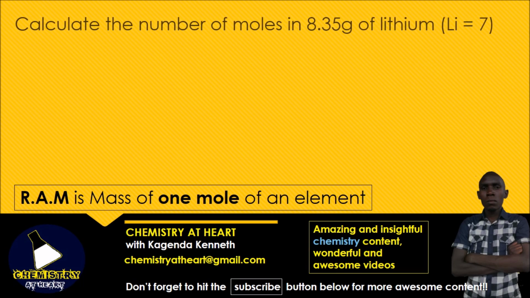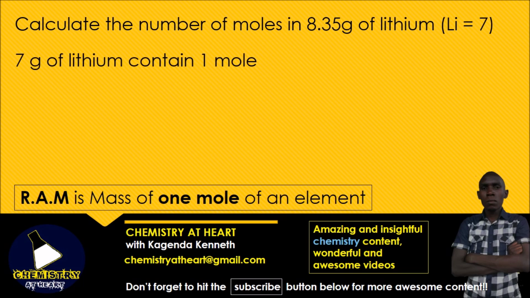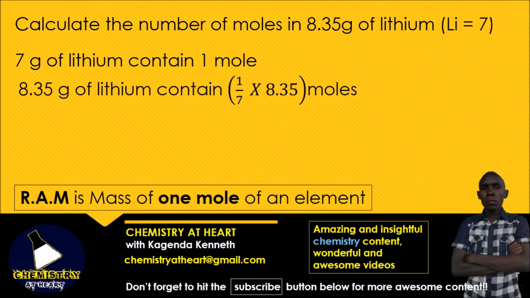Let's look at another example. Calculate the number of moles in 8.35 grams of lithium. Then they open brackets and say Li is equal to 7. 7 grams of lithium contains 1 mole. 8.35 grams of lithium contains 1 divided by 7 times 8.35 moles, which gives us 1.193 moles. Again, I refer you to my previous video, the mole explained, if you don't know the order I'm following in brackets and why I'm writing grams before I write moles.